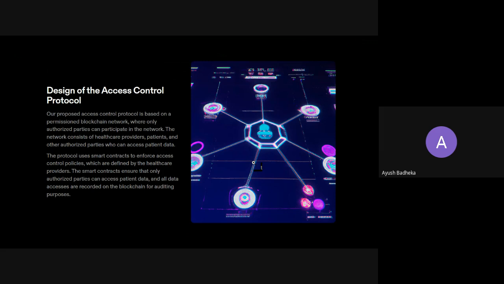The protocol uses smart contracts to enforce access control policies, which are defined by the healthcare providers. The smart contracts ensure that only authorized parties can access patient data, and all data accesses are recorded on the blockchain for auditing purposes. Yes, the blockchain data is used for auditing, which audits the particular patient's data and makes sure that the patient is not going to have any chronic diseases in the longer run. So IoT enables a faster and quicker way of analyzing and auditing any particular conditions or any particular signs and symptoms of any longer-run disease which can be faced by the patient.